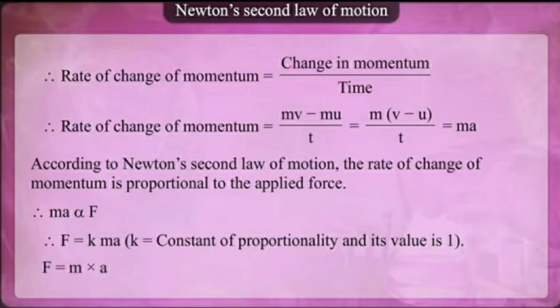So according to Newton's second law of motion, the rate of change of momentum is proportional to the applied force. So we can write this as ma is directly proportional to F. Therefore, F is equal to kma. Now what is k? It is the constant of proportionality and its value is 1. Therefore, F is equal to ma. Got it, children?